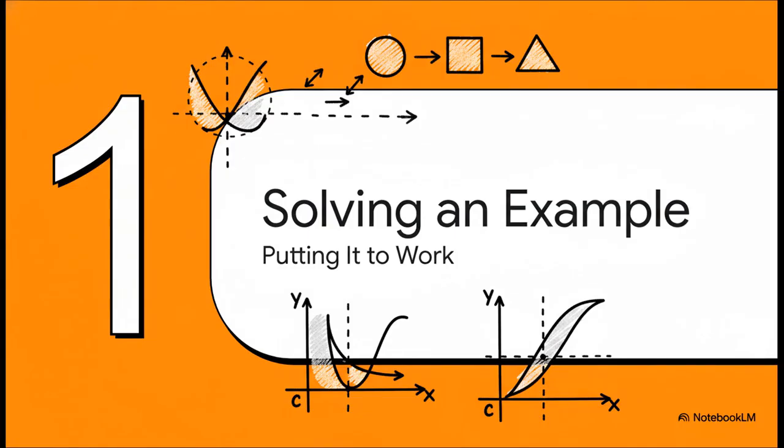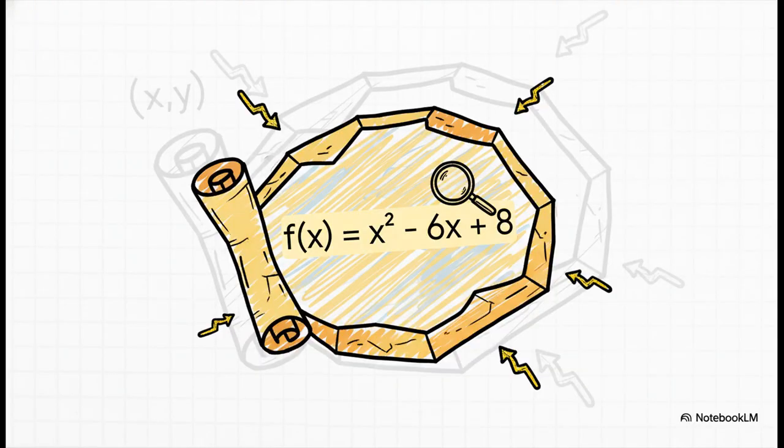Okay, theory is one thing, but let's get our hands dirty and see how this thing actually works in the real world. We're going to take a pretty standard quadratic function and use our new favorite formula to find its vertex. All right, here's our example for today. f of x equals x squared minus 6x plus 8. It looks like a normal, everyday quadratic equation, right? But hidden inside that equation are the exact coordinates of its vertex. Our mission is to pull them out.